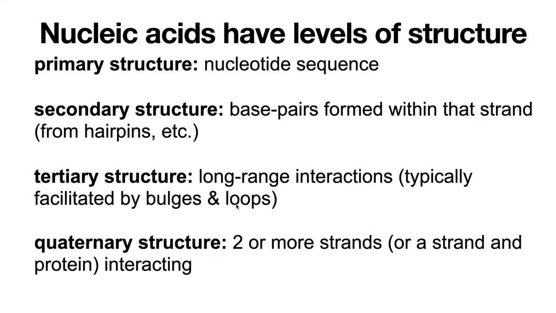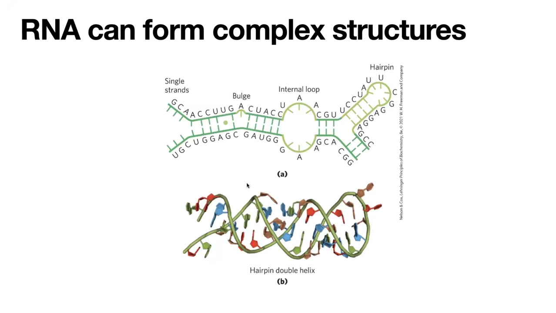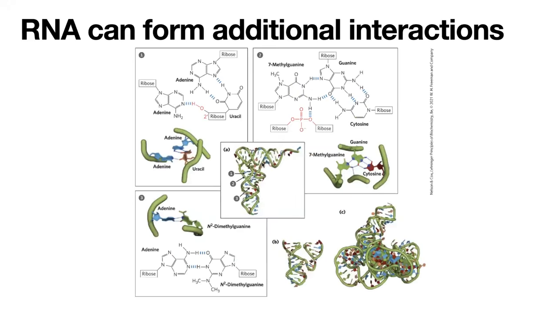This is going to involve longer range interactions, typically facilitated by loops and bulges. So we can get internal loops and bulges. A bulge is kind of like a little part that sticks out that's not paired, and then a loop would be a sort of bigger region. You can imagine you can have loops that are basically bringing parts of RNA from one part of the RNA to another part of the RNA, and you can get interactions between these.